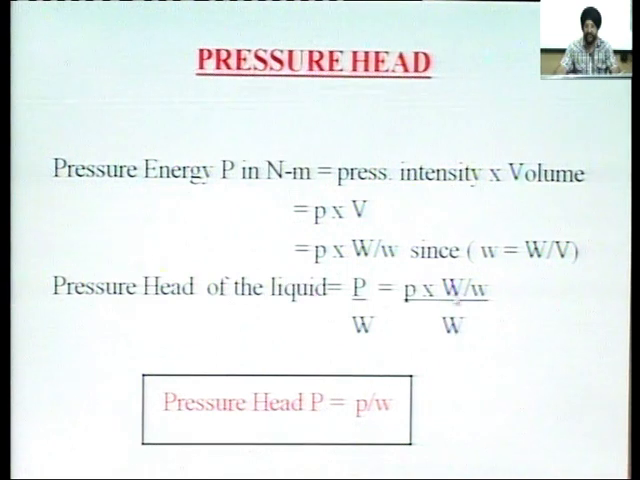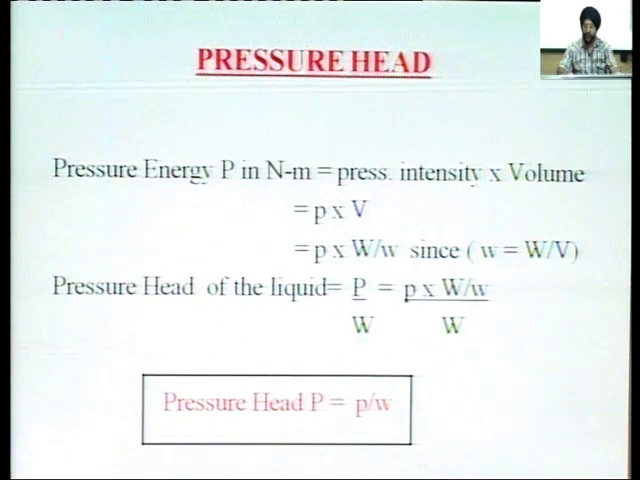So, this will get cancelled and we will remain with p. This will come to the denominator. So, it will be p upon w. So, pressure head, capital P, is given by small p, pressure intensity, upon w. So, we have seen three different types of energies, three different types of heads: the kinetic head v square upon 2g, the potential head capital Z, and this pressure head which is small p upon w.